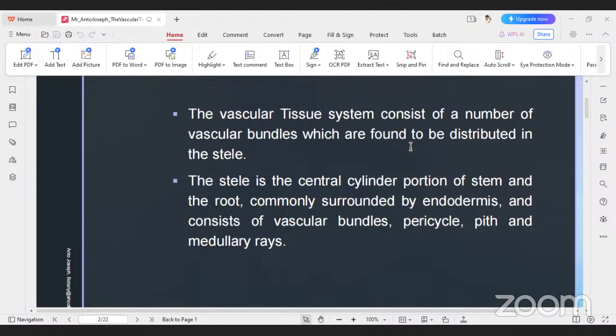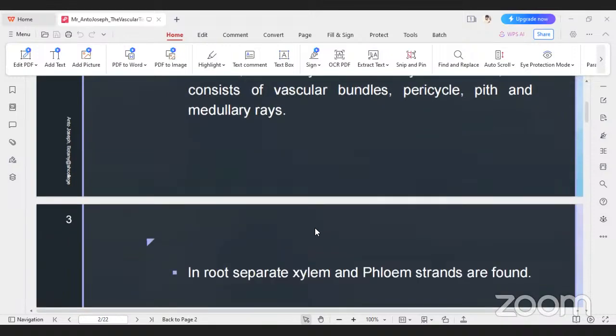I have already drawn the picture. Center medulla, outer pericycle, and in between, vascular bundles. The stele is the central cylinder portion of the stem and root, commonly surrounded by the endodermis, and consists of vascular bundle, pericycle, pith, and medullary rays. These are all explained except the vascular bundle.